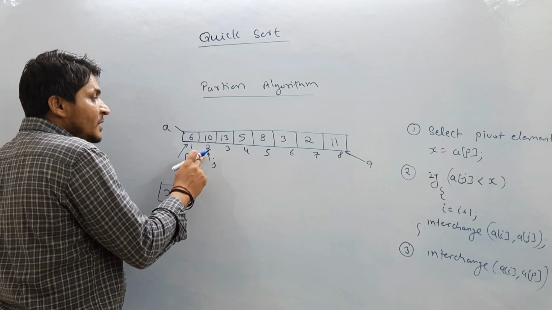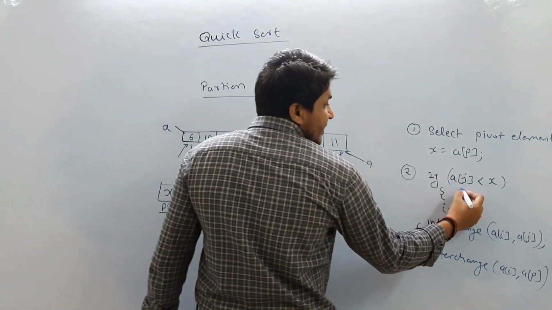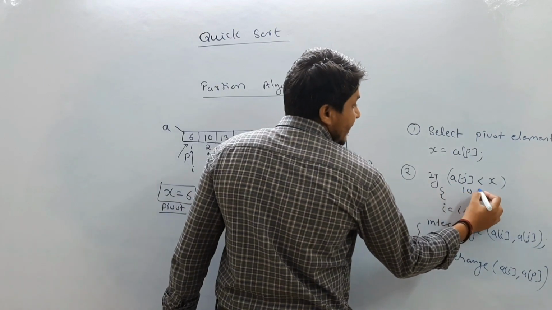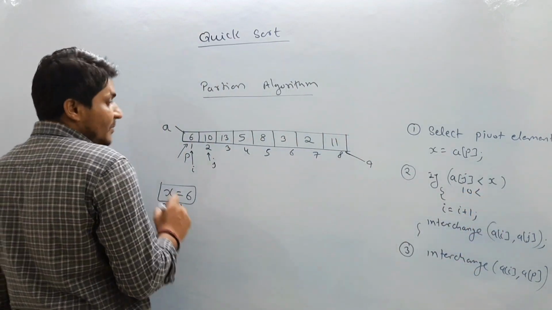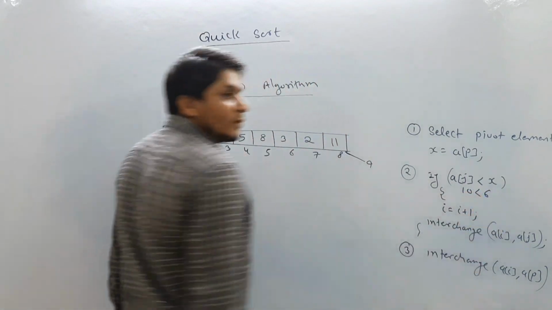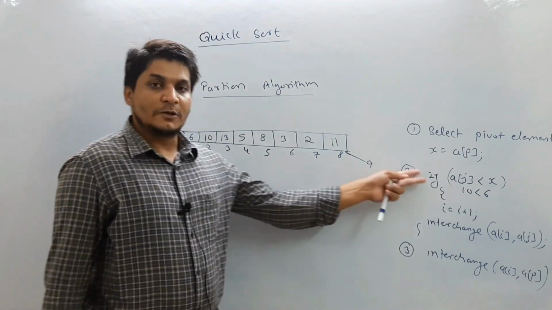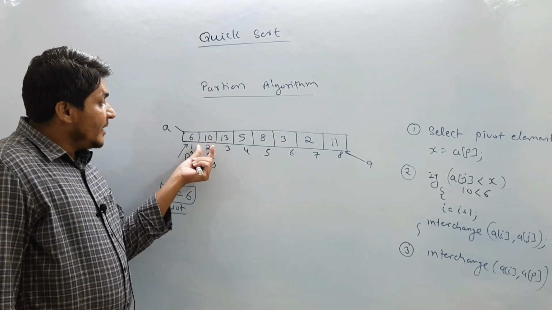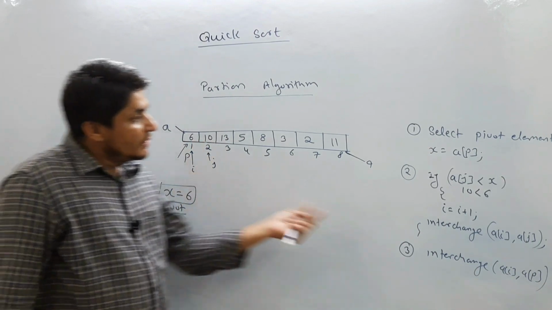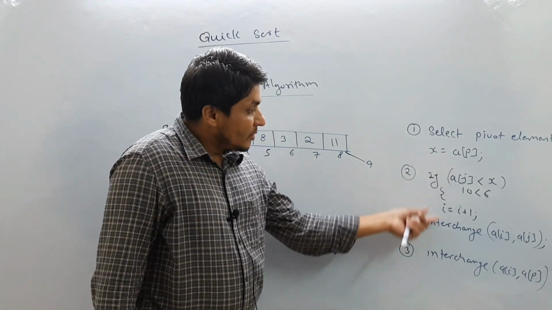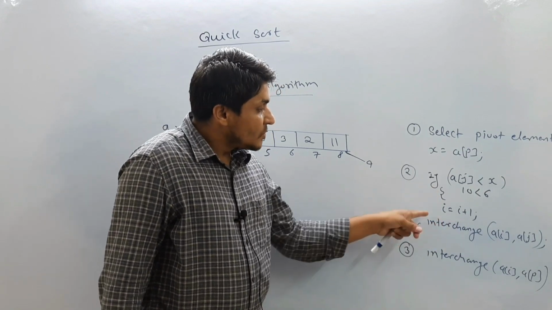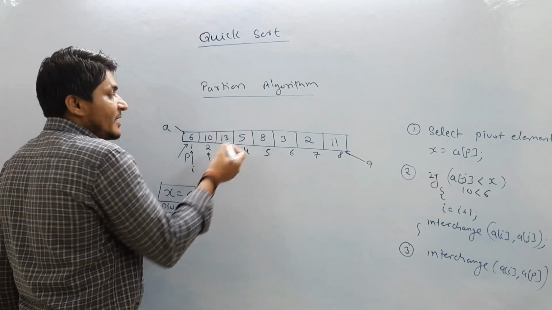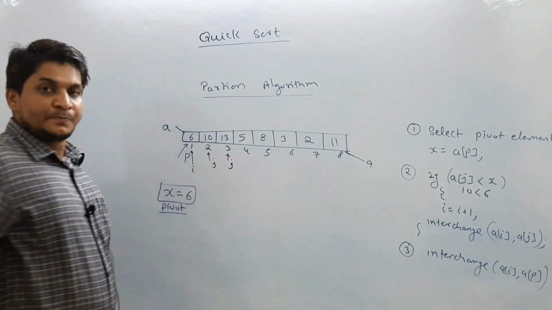Now the second step is to find the smaller elements from the second element onwards. So I am comparing the second element. A of j is 10 in this case. Is 10 less than x, the pivot element 6? Is the condition true or false? In this case the condition is false. It means I did not get an element which is smaller than 6, so I cannot execute these two statements. I simply increment the value of j so that I can compare with the next element.